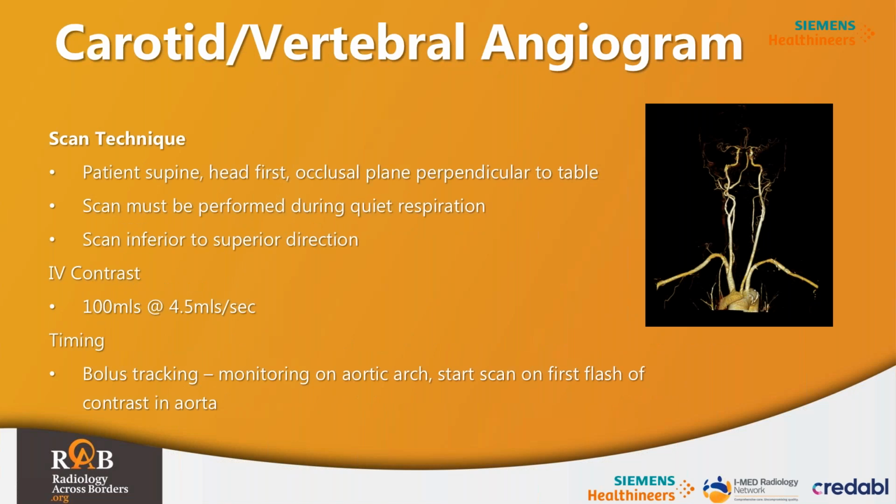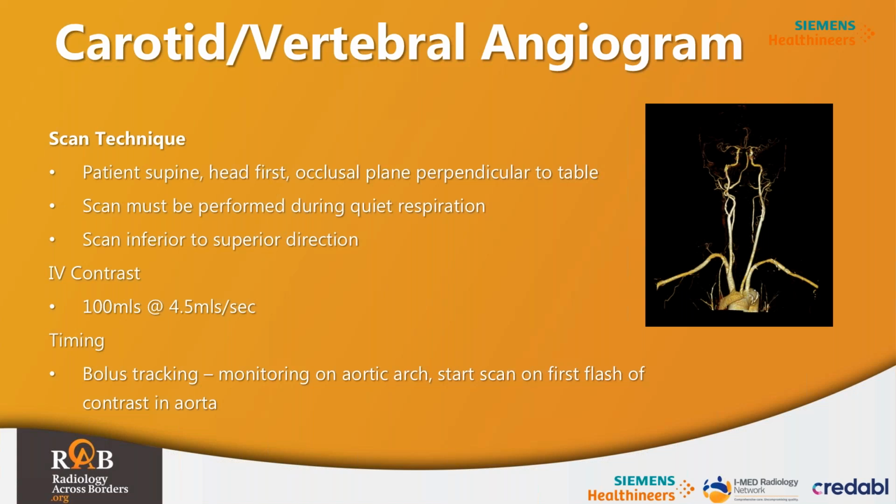So looking at the carotids, clinical indications could be stenosis, dissection, etc. We're going to scan below the aortic arch to above the circle of Willis. So scan technique, we're going to be scanning supine, head first. Generally, I won't give any breathing instruction, but you can. And we're going to scan inferior to superior.